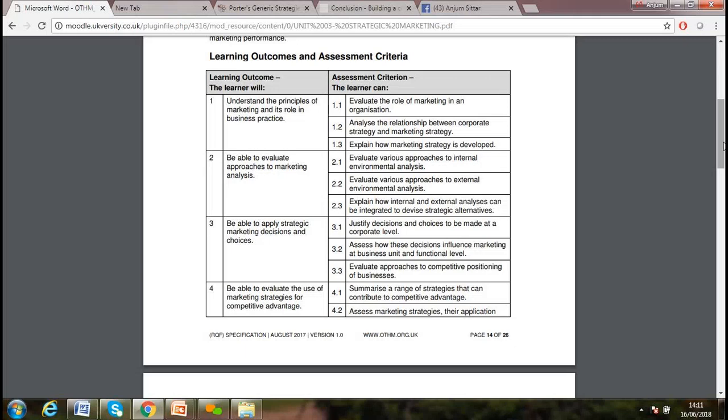Third, our LO3: we learned to apply the strategic, meaning long-term, marketing decisions and choices. We discussed decision making, meaning selecting the best course of action. From different alternatives, we can find which is the best option for us to maximize and achieve our organization objective, and justify the decisions and choices to be made.